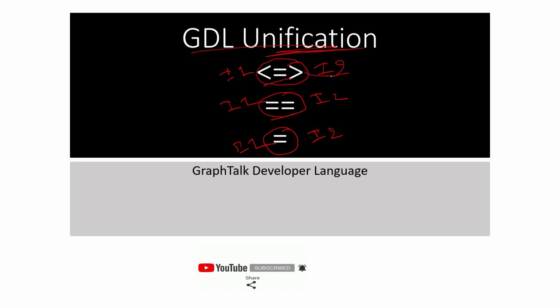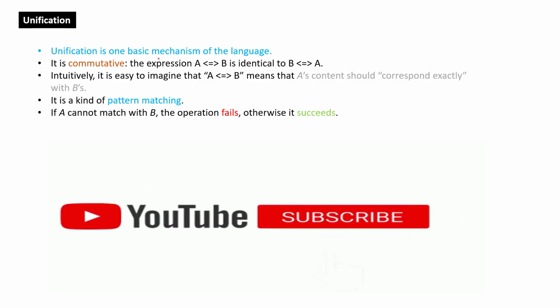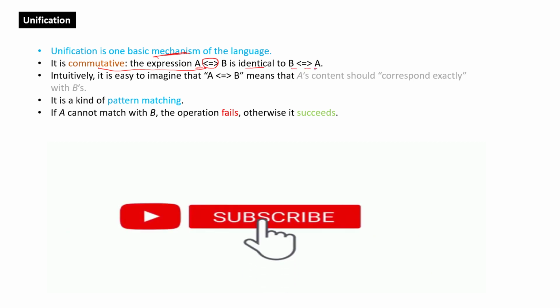Okay, the first two are commutative, and this one is non-commutative. We will discuss what is commutative and what is non-commutative. Here we can say it is a mechanism of the language, and the first operator is commutative. Commutative means the expression A operator B is identical to B operator A.